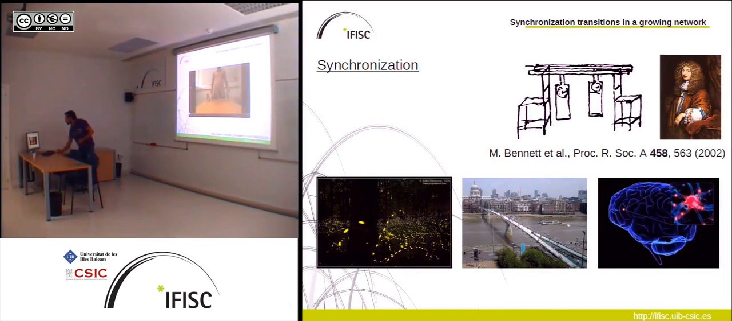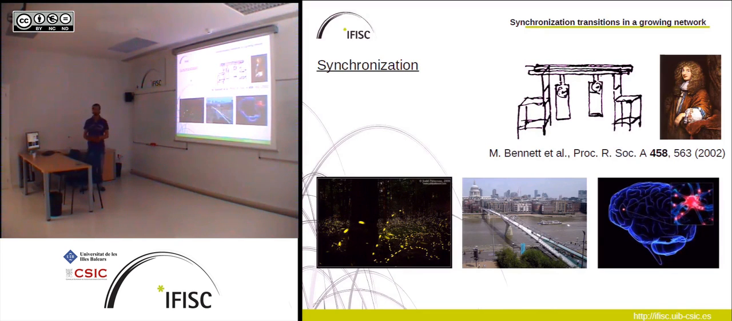Okay, so synchronization is a concept that was introduced in the 17th century by Christian Huygens, when he observed that some clocks hanging on the same wooden beam could synchronize their pendulum clocks in phase or anti-phase, even when they had slightly different frequencies and different initial conditions.